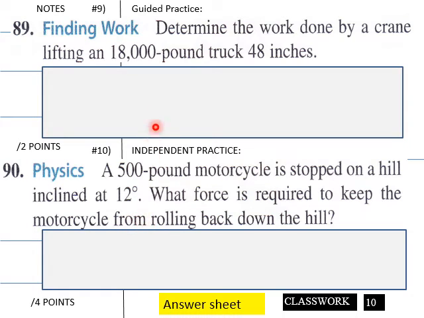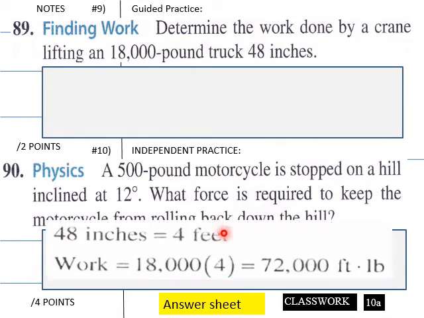So in an example here, determine the work done by a crane lifting an 18,000-pound truck 48 inches. And then down here we have a 500-pound motorcycle stopped on a hill at a 12 degree incline. What force is required to keep the motorcycle from rolling back down the hill?